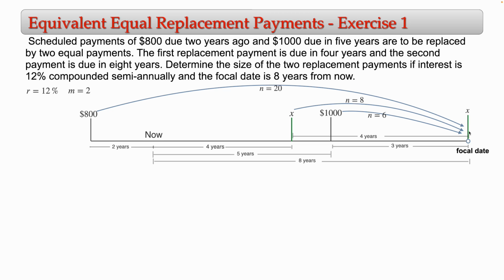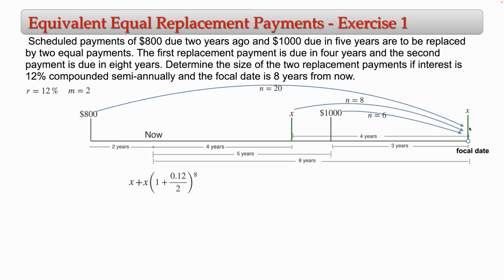The first payment is X, this X, I'm going to type this X, plus the other replacement payment, plus the other X, but the value that this X has at this focal date. And I know that for this X, I need to compute the future value because this focal date is in the future of this X. So I'm going to open bracket 1 plus 0.12 over 2, and I'm going to use the exponent n equal 8 because there are 8 periods between this date and the focal date.